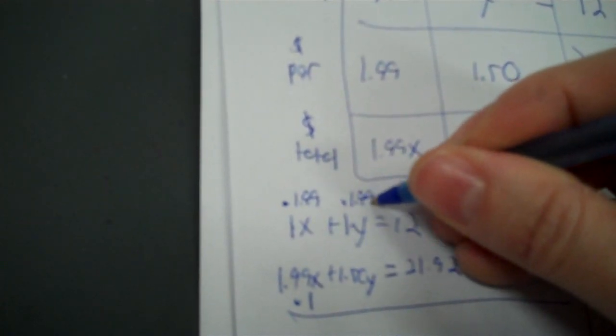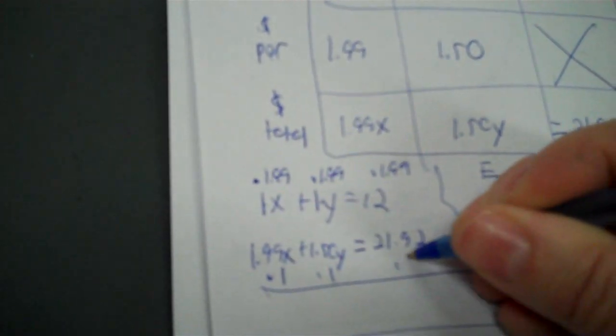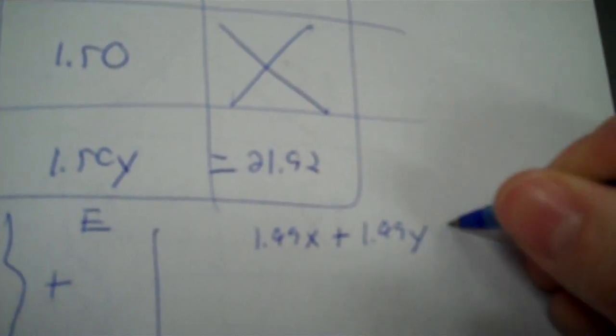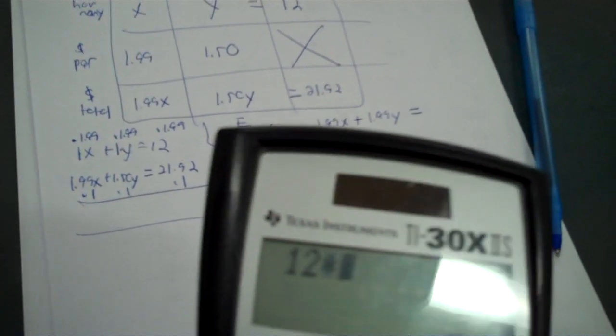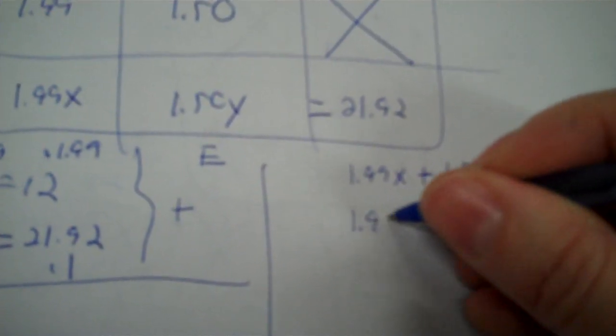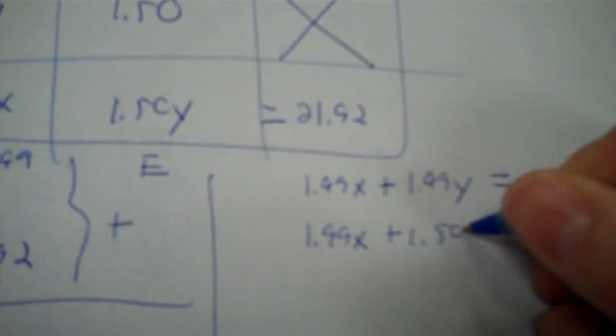That isn't 0, that isn't 0. Those aren't the same, those aren't the same, so multiply. So I got 199 here, and I got 1 here, so times 1. So I multiply the rest of this by 1.99 on top, the rest of it by 1 on the bottom. Okay, so 1x times $1.99, 1.99x. 1y times $1.99, 1.99y. And then 12 times $1.99, 23.88. And the bottom stays the same because you're just multiplying by 1. 1.99x plus 1.50y equals 21.92.